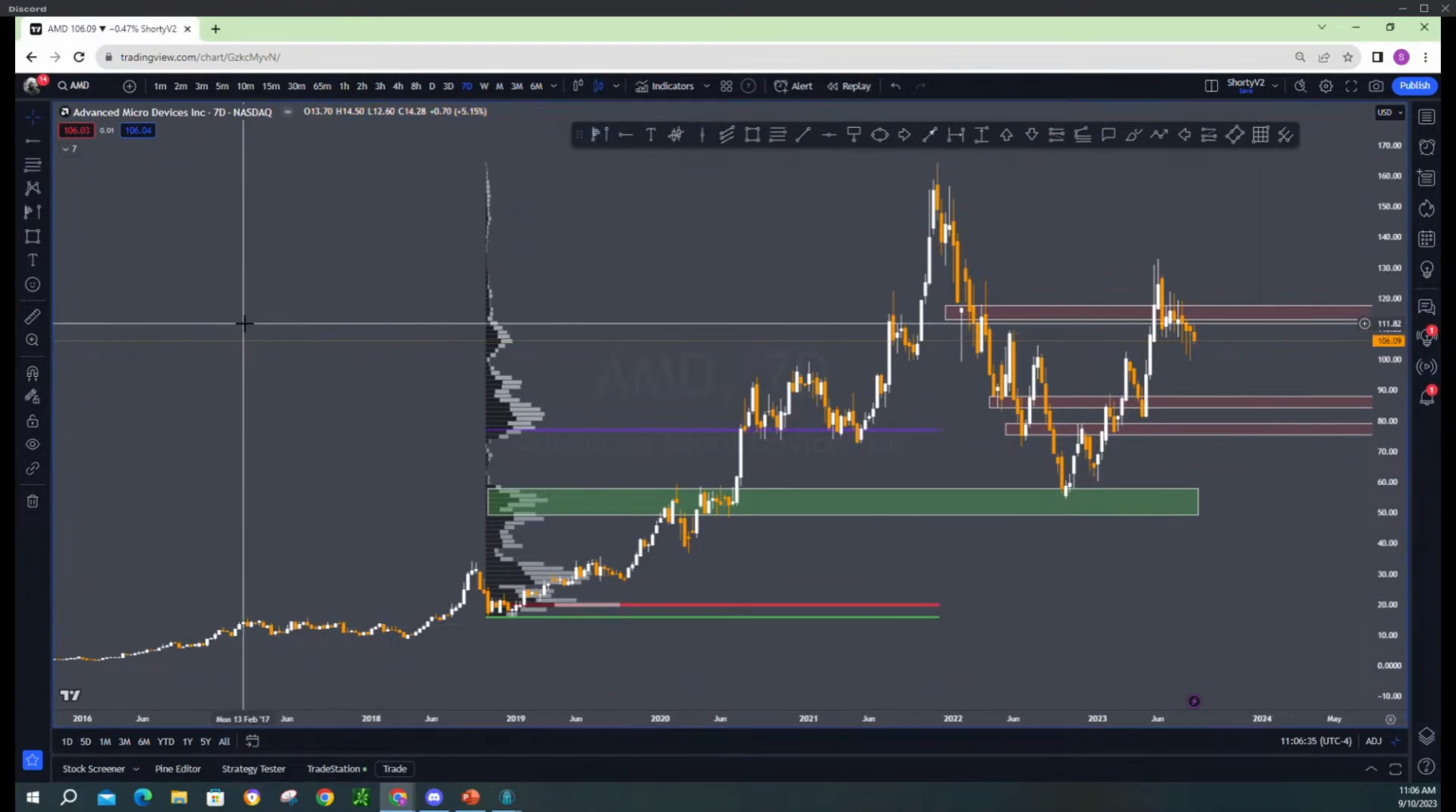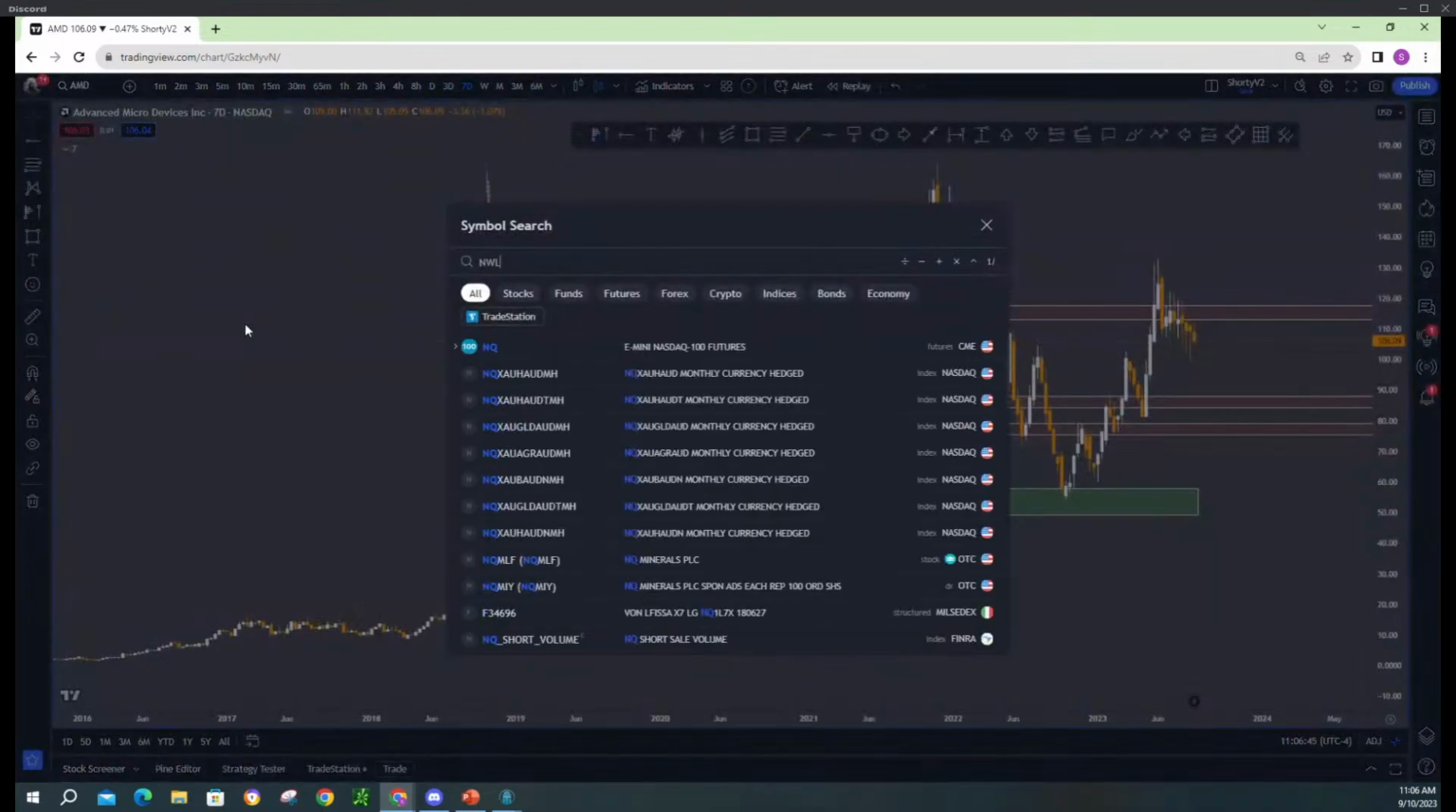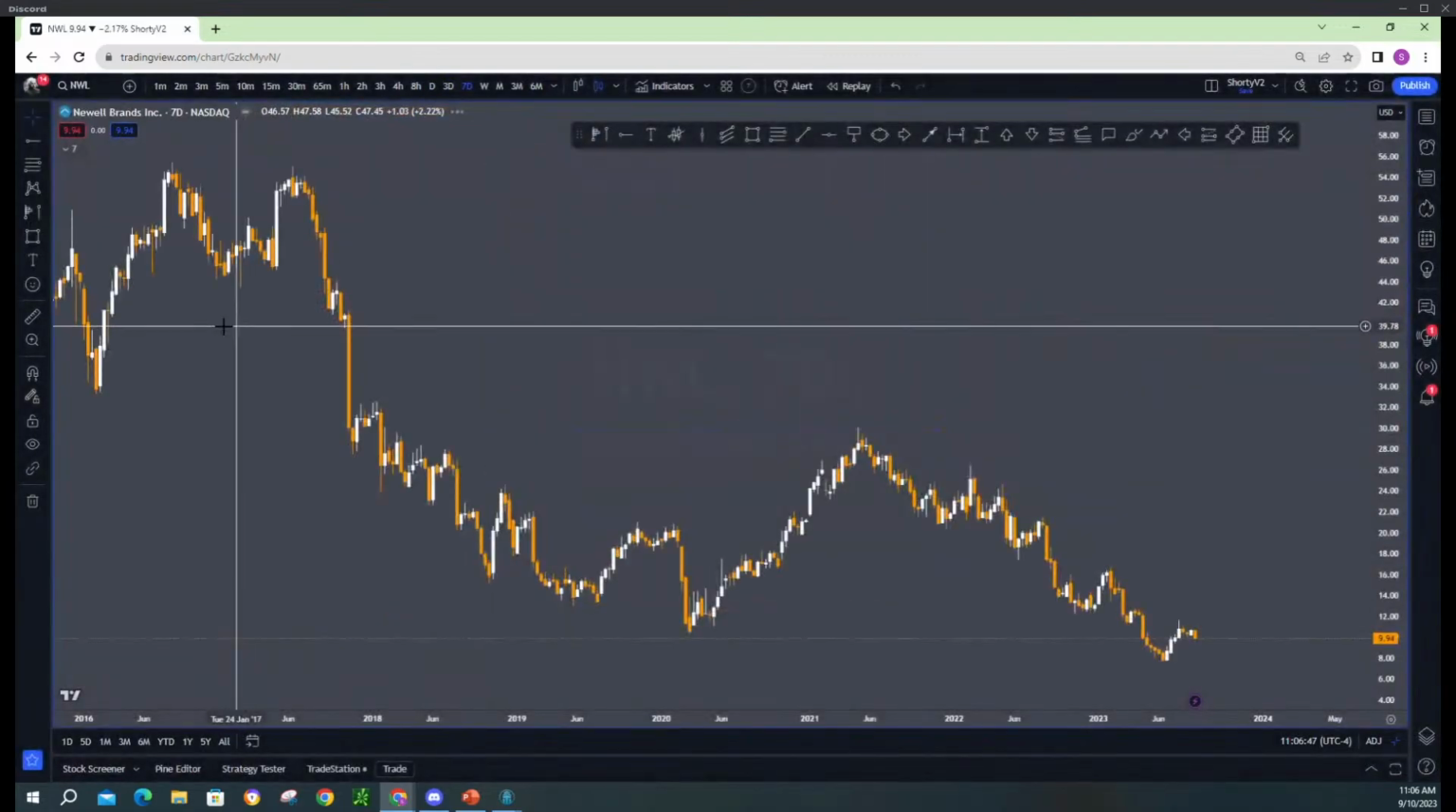Shorty, do you have time to do Disney real quick? Because I saw you posting something about it. I'll do Disney, but the idea is not to do analysis. The idea is that you understand the concept. You want to understand the concept, right?